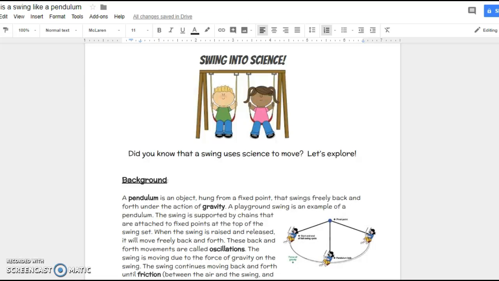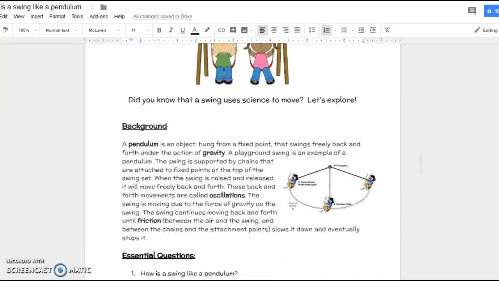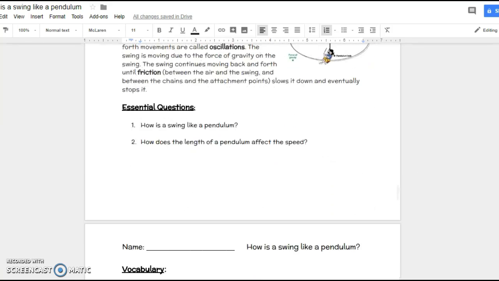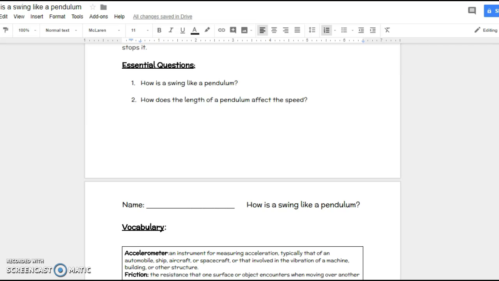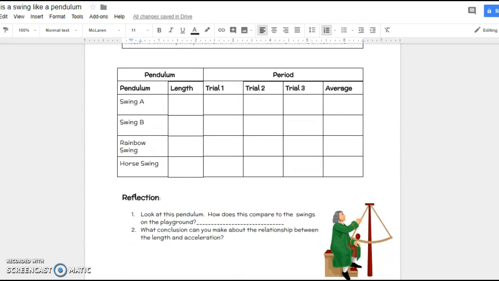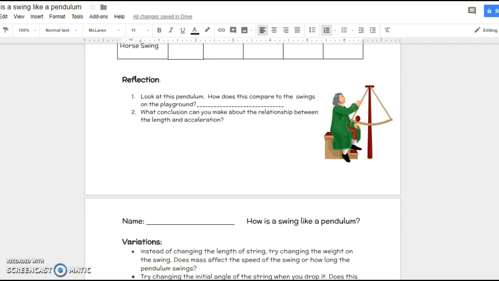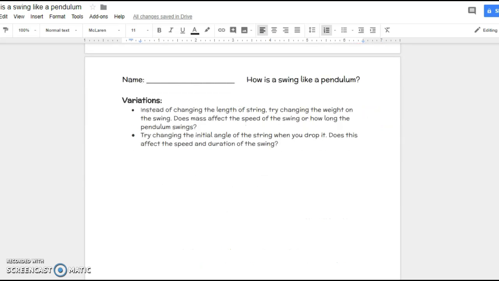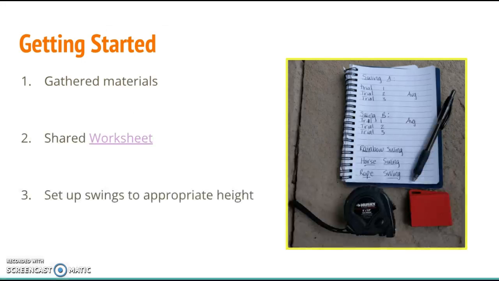Basically, I just went through the background like I had just shared with you about what a pendulum is, our essential questions: how is a swing like a pendulum, how does the length of a pendulum affect the speed or the acceleration. I shared some vocabulary. And then right here is the chart that I would have the students fill out for their data. There are reflection questions. Look at this pendulum. How does this compare to the swings on the playground? What conclusion can you make about the relationship between the length and the acceleration? And then I included a few variations if students wanted to extend their learning.